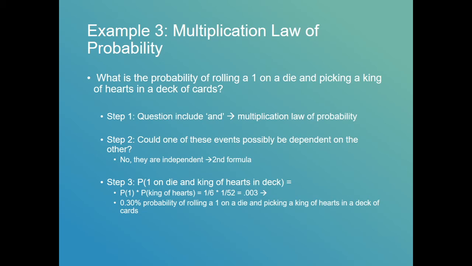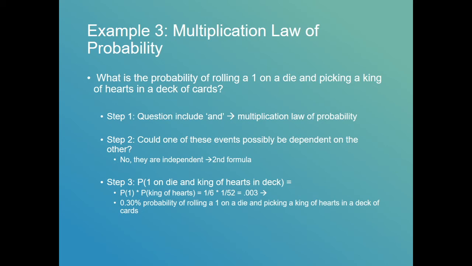Well, no. Rolling one die, and pulling out one card from a deck are completely independent events. They are not happening at the same time. So which formula based on that would we want to use? The second formula. So here in our step 3, we want to multiply the probability of rolling a 1 on a die by the probability of pulling a king of hearts out of a deck.